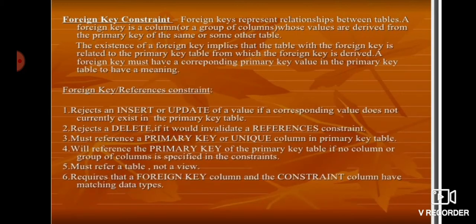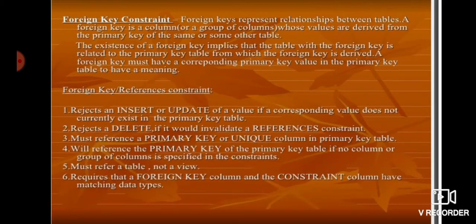By applying a foreign key, the foreign key directly implies a relationship with the primary key table from which the foreign key is derived. A foreign key must have a corresponding primary key value in the primary key table to have a meaning. So the foreign key reference constraint rejects an insert or update of a value if the corresponding value does not currently exist in the primary key table. So the database administrator through this foreign key constraint rejects any insert or update values if the corresponding value does not exist in the primary key table.